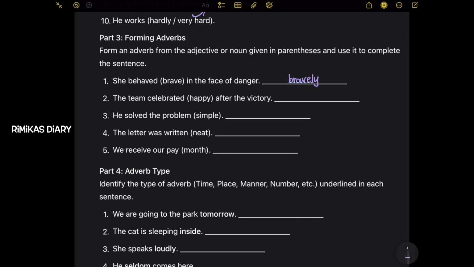The team celebrated happily after the victory. He solved the problem simply. The letter was written neatly. We receive our pay monthly.